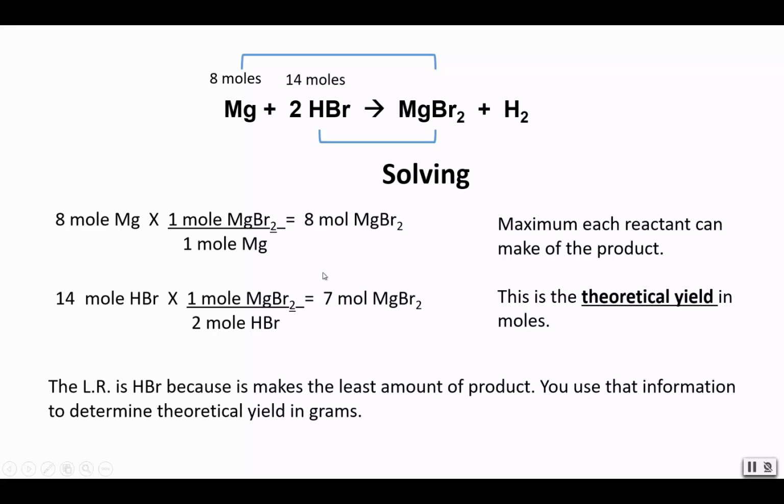What I noticed is that the hydrobromic acid makes the least amount of product. So therefore, the limiting reactant is hydrobromic acid. Notice that I had way more moles of hydrobromic acid than I did of magnesium, but it turned out to be the one that was limiting. This is why you need to do the math. So this setup where you take moles of a compound and determine how many moles of another compound it can make, that is still a stoichiometry setup.